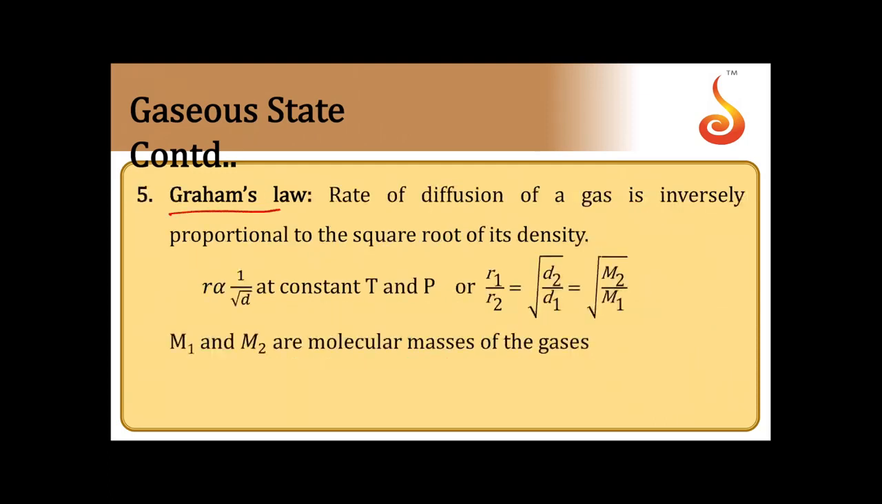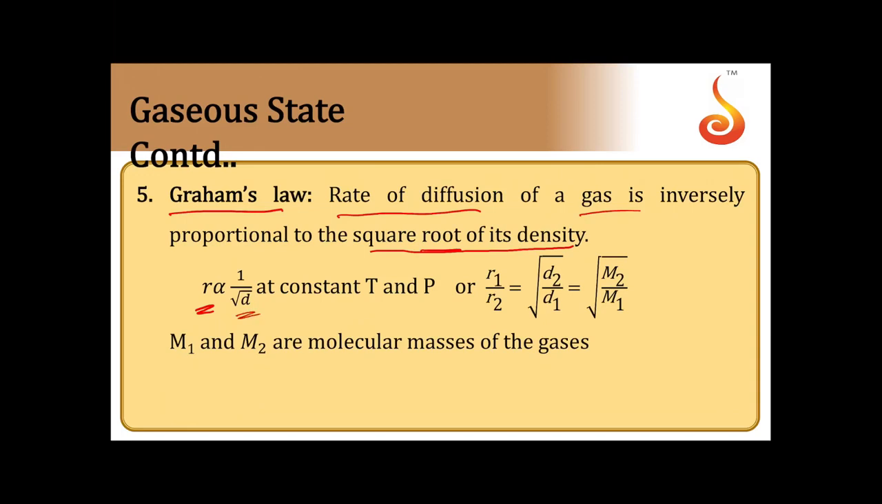Now comes Graham's law of diffusion. The rate of diffusion of a gas is inversely proportional to the square root of its density. So a heavier gas will not diffuse fast; a lighter gas diffuses fast. So the rate of diffusion is inversely proportional to the square root of its density.